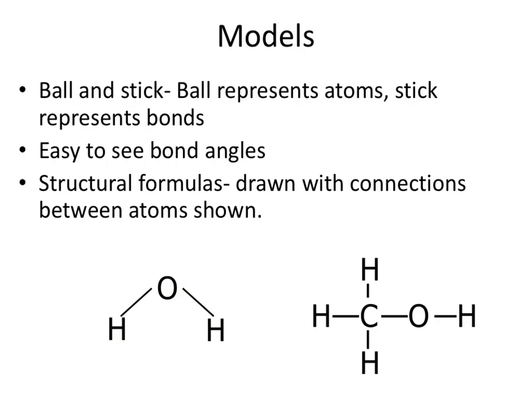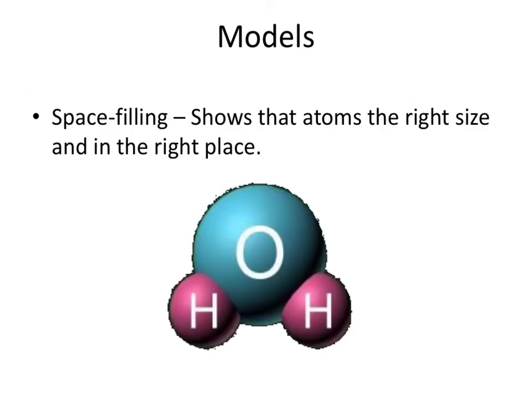Okay, the other type of model is the space filling model. The advantage to the space filling model is it actually shows the atoms to the correct size. Hydrogen is very tiny in comparison to oxygen, so you get a better idea of what the water molecule actually looks like. I always like to call it Mickey Mouse because it looks like two little ears and Mickey's head. And it actually shows them in the right place as well. You just can't see the actual bonds.